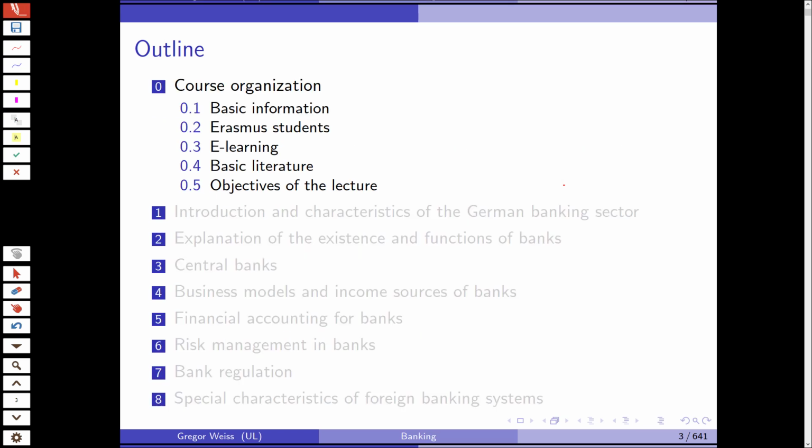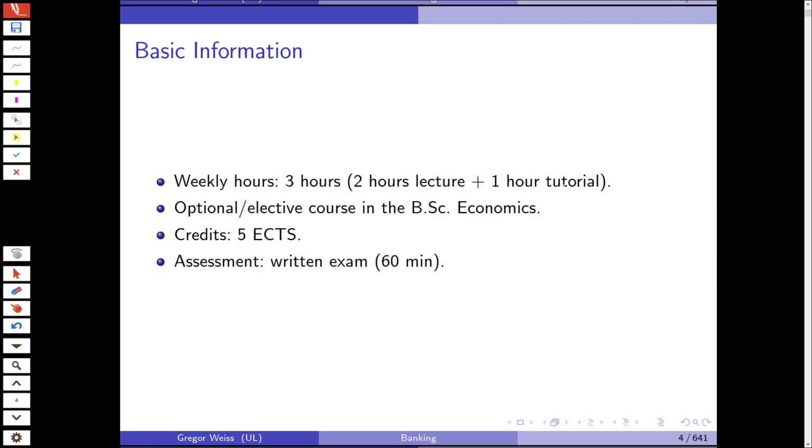But before I start talking about banking, let's talk about this module. It's a 5 credit points module. It's an elective class in our bachelor degree in economics. Let me just check, is everyone studying for a bachelor's degree? Any master students? That sometimes happens with the old mathematics and economathematics degrees, with a diploma. No? Okay. So everyone's studying, yeah. You're still in the diploma, okay? But you can take the class anyway.